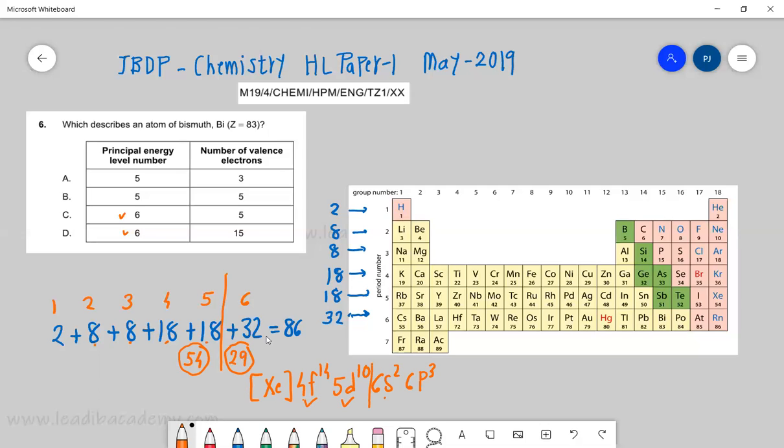So how many valence electrons are there? Valence electrons means those in the outermost shell. So there are a total of 5 electrons. So the answer is this. The clear-cut, simple, correct option is C.